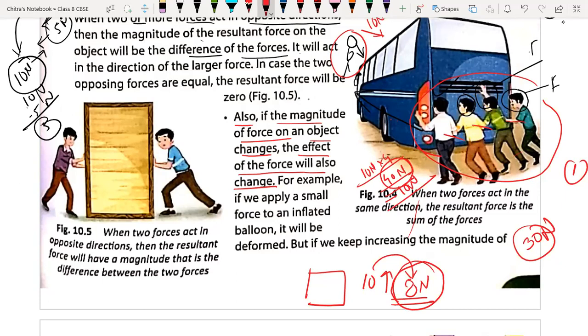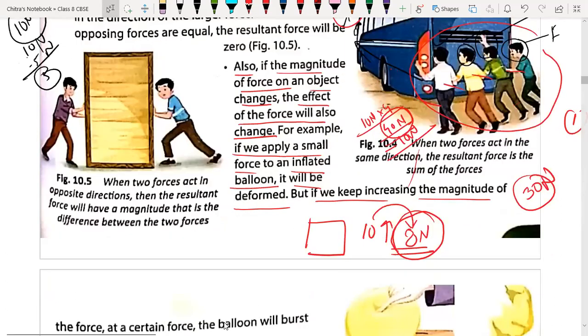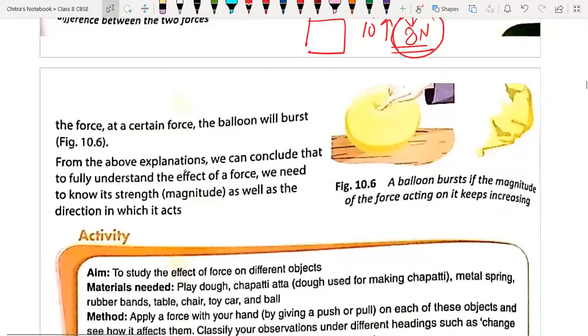For example, if we apply a small force on an inflated balloon, it will be deformed. It is going to change its shape. It will inflate, it will increase in size, but if we keep increasing the magnitude of the force, what will happen? At a certain force, the balloon will burst. Is it or not? If we fill more air there, yes.